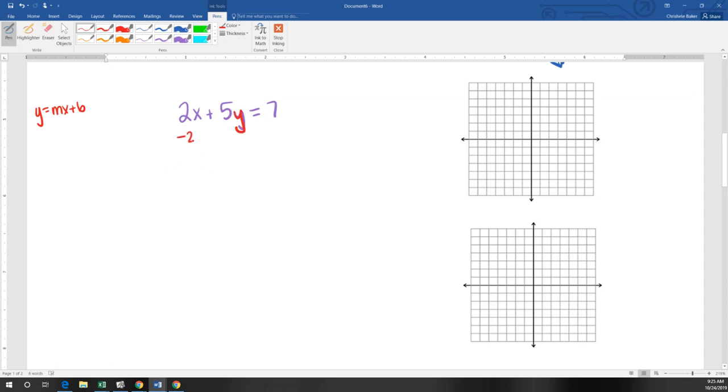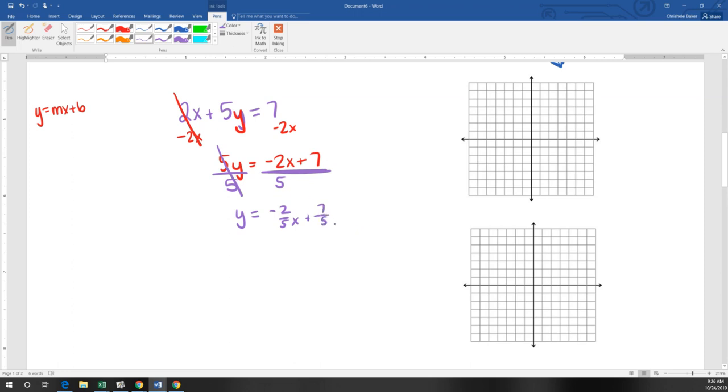We need to subtract 2x from both sides. No, 7 minus 2x is not 5x. This 7 and this 2x are not like terms. So we have 5y equals negative 2x plus 7. Finally, I divide by 5. This whole side gets divided by 5 to get my y alone. Now I have to divide both of these numbers by 5. So I have negative 2 over 5x plus 7 over 5.